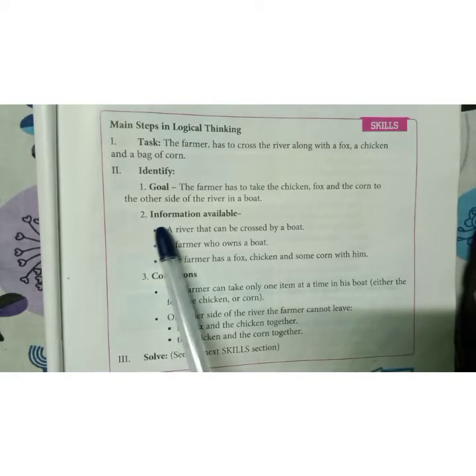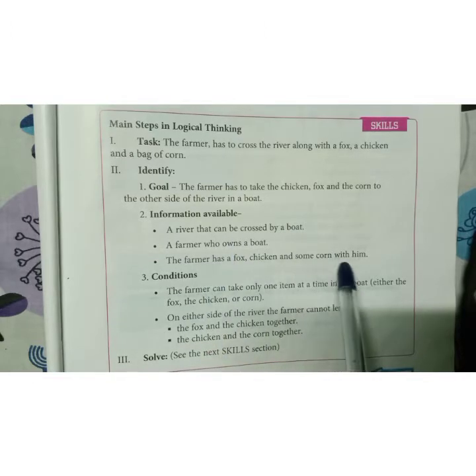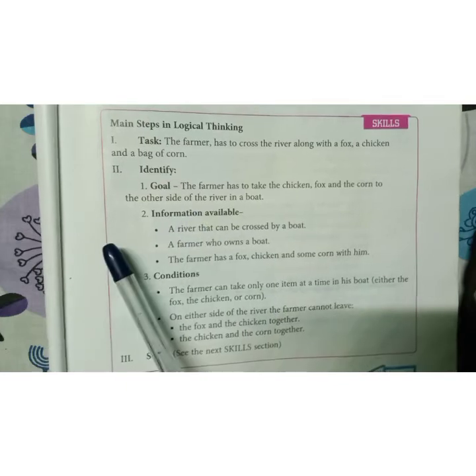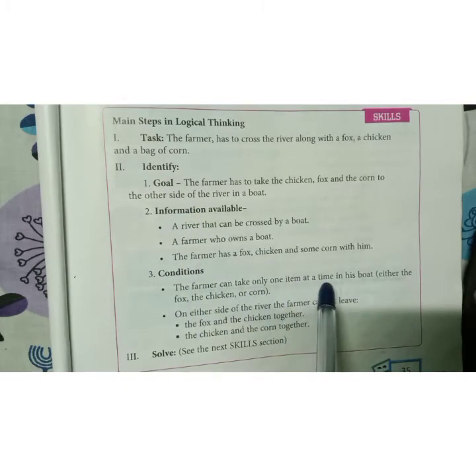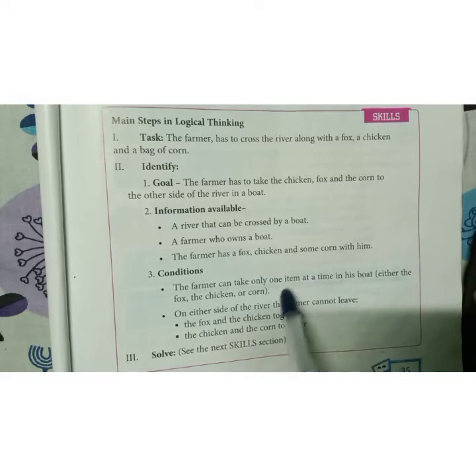What are the information that we got? A river that can be crossed by a boat, a farmer who owns a boat, the farmer has a chicken, fox, and some corn with him. This is the information they got from the problem. And the condition is the farmer can take only one item at a time in his boat, either the fox, the chicken, or corn. And on either side of the river, the farmer cannot leave the fox and the chicken together, the chicken and the corn together. So these are the conditions.